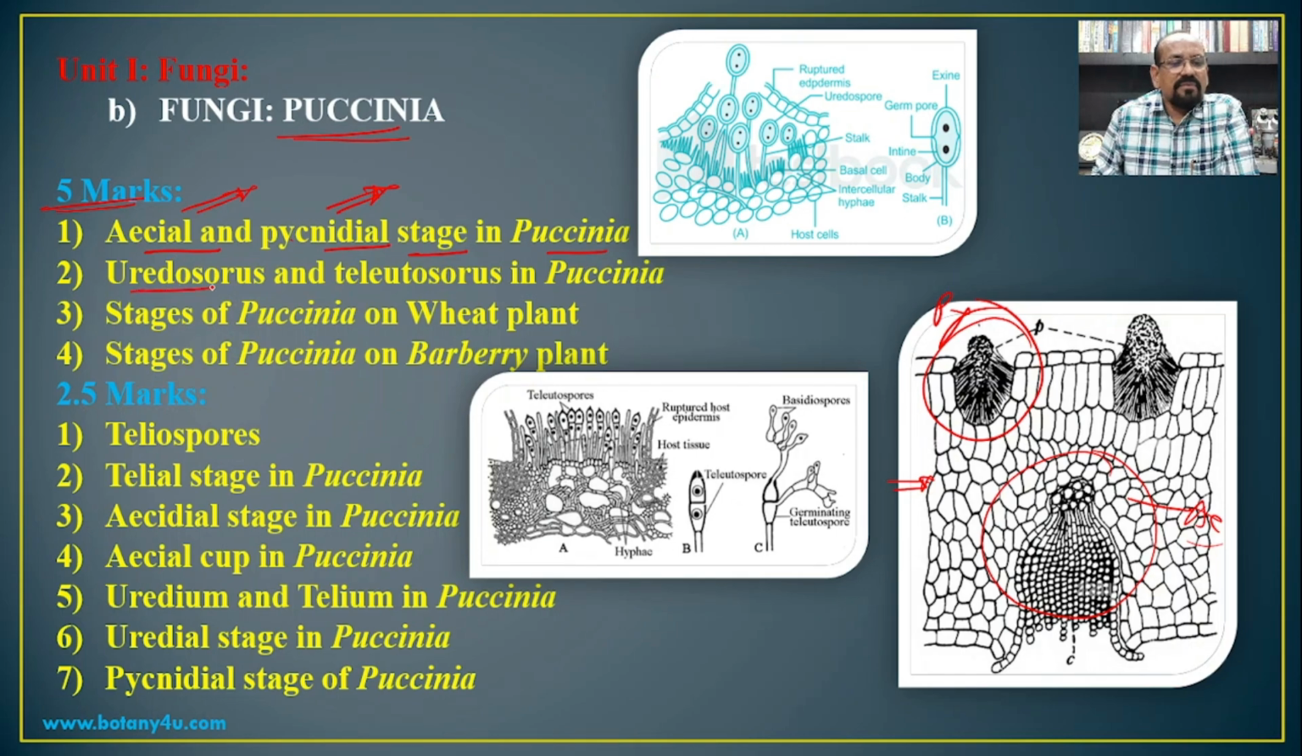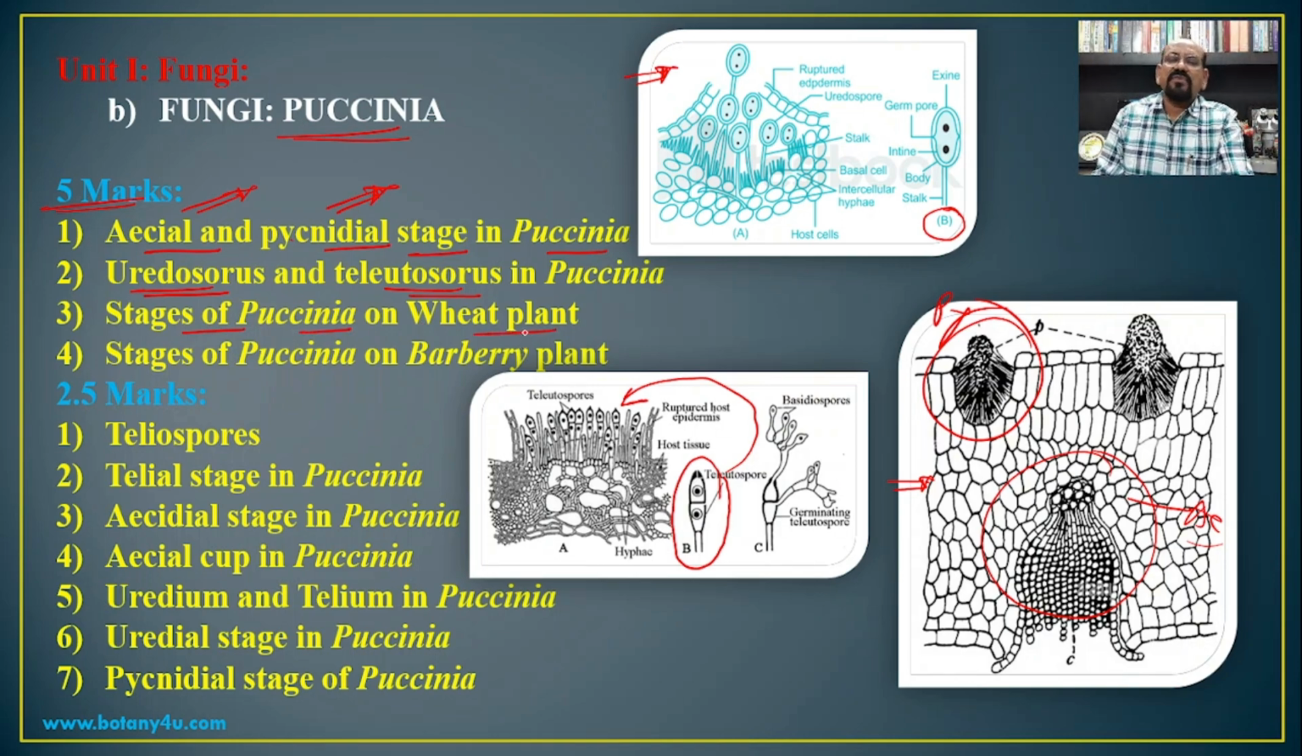The second 5 mark question on Puccinia is Uredosorus and Teleutosorus in Puccinia. If you see the uppermost diagram, you will find the development of the urediniospores, and the urediniospores develop from the structure known as the Uredosorus. And if you see the other one, the teleutospores are developing from the structure known as the Teleutosorus. So we have to provide both these diagrams, that is the formation of the Uredosorus as well as the Teleutosorus. Then the stages of Puccinia on the wheat plant.